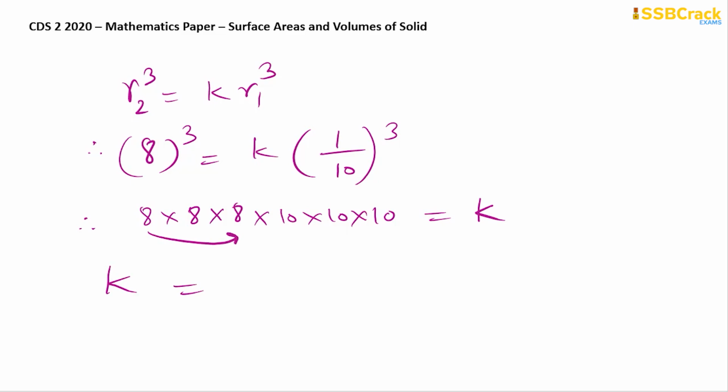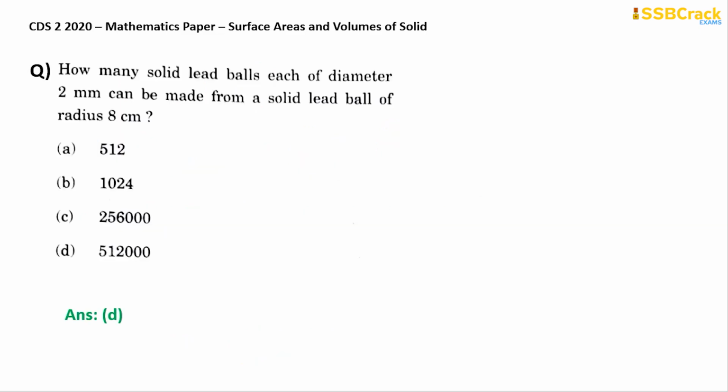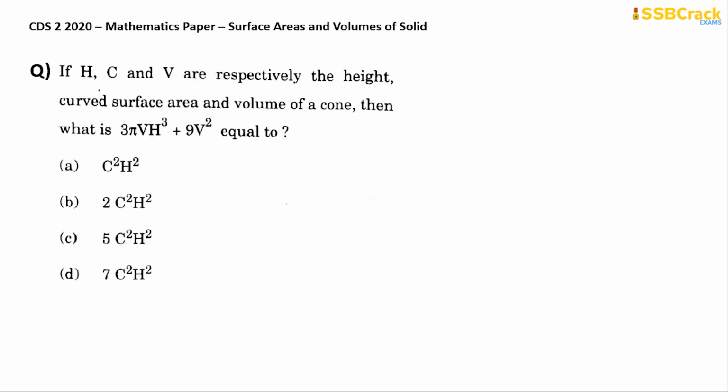So k is the cube of 8. You know what the cube of 8 is? 8 8s are 64, 64 8s are 512. This is multiplied by 1000. So k is equal to 512,000. The number of such lead balls that can be made is the answer key, option D, 5,12,000.